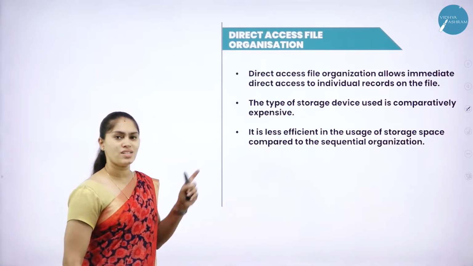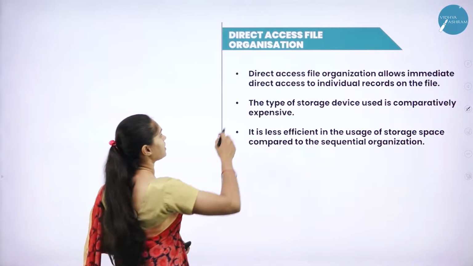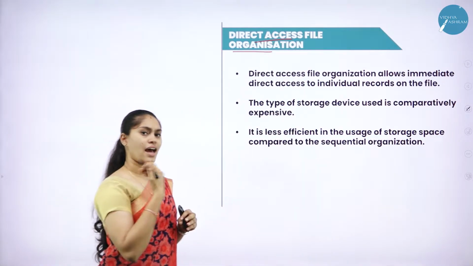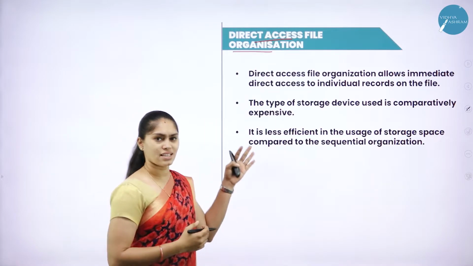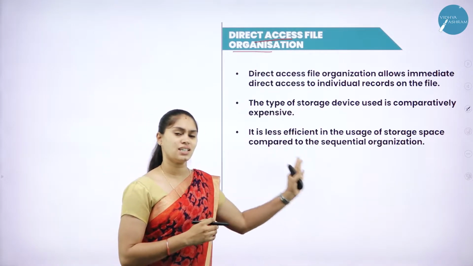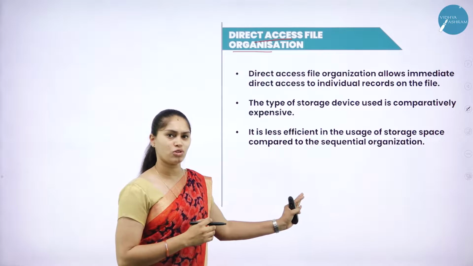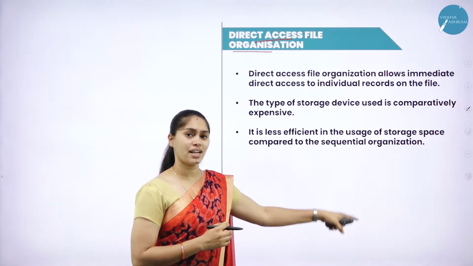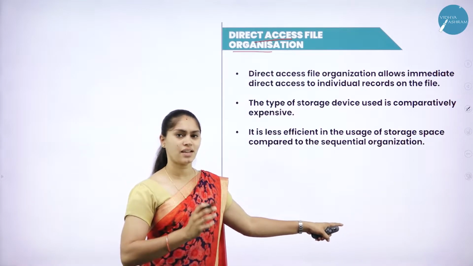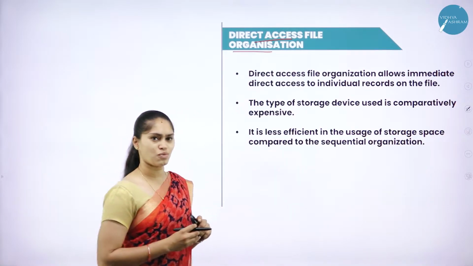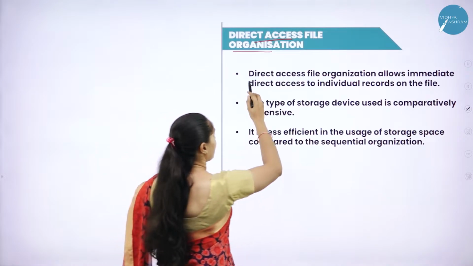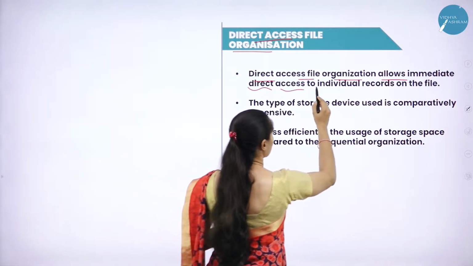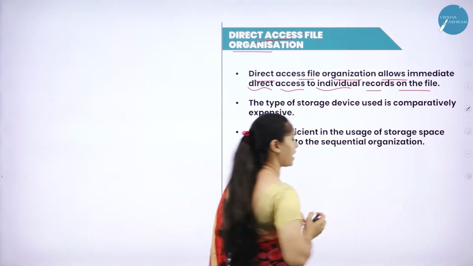And also we'll see the next type, that is what? Direct access file organization. Direct file access. That means in serial, if I wanted to access the 17th, at that time what I have to do? I have to access all the 16 records before I can get access to the 17th record. But in the direct access file method, direct access file organization allows immediate direct access to the individual records on the file.